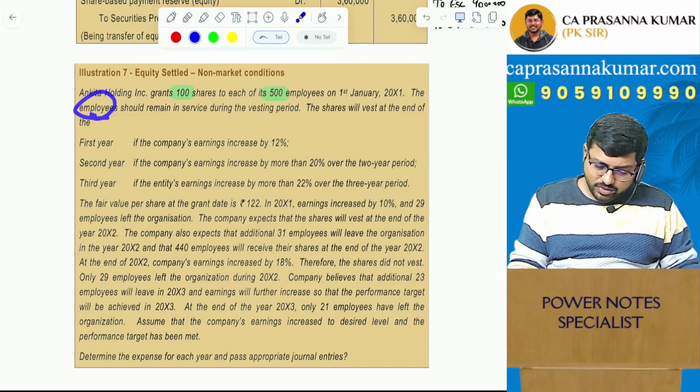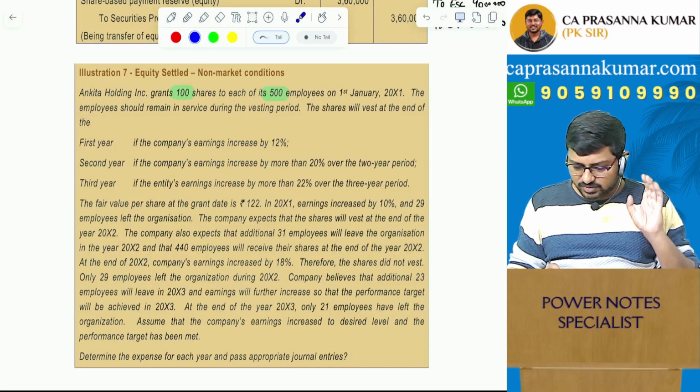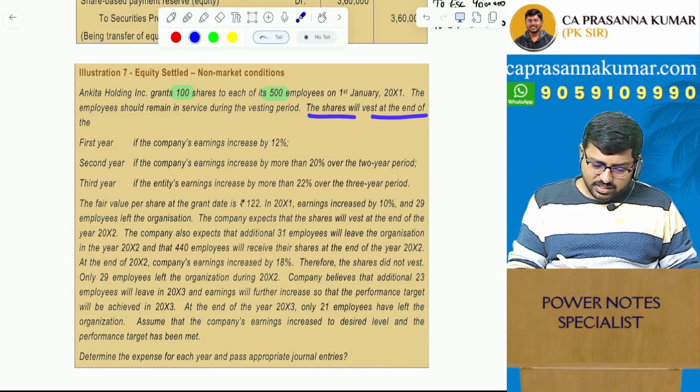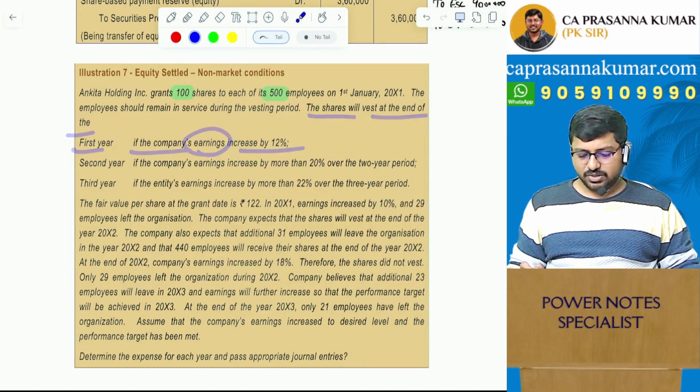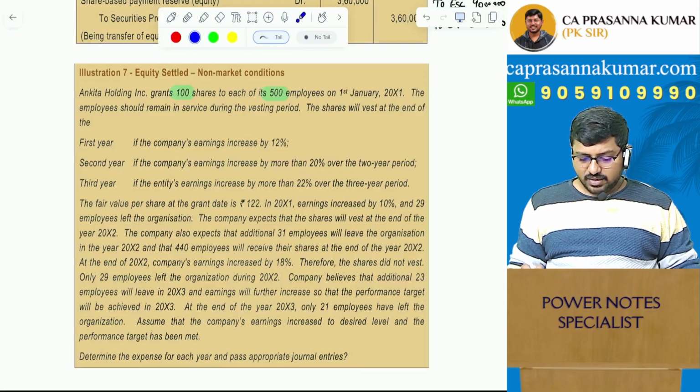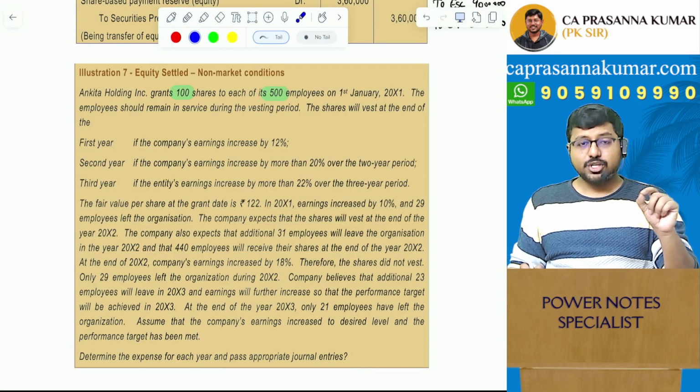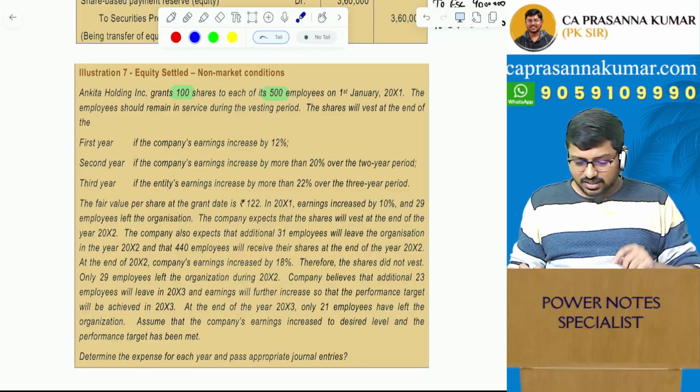The employees should remain in service during the vesting period, a service condition. The shares will vest at the end of the first year if the company's earnings increase by 12%. If the company's earnings increase by 12%, this is a performance condition. To be specific, it is a non-market condition. Okay.